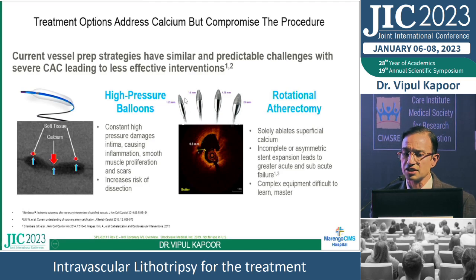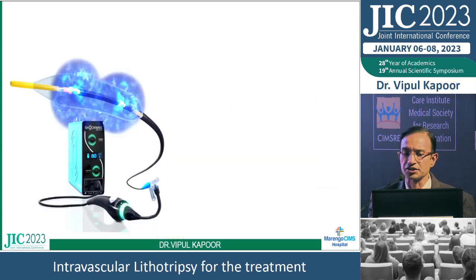Now here you have got different sized burrs. Basically they are just drills which actually drill through the calcium. But again, the problem with rotablation is that you can only drill the superficial calcium. It cannot go deep into the artery. So it has to drill only the superficial part. Plus, it may not lead to a complete stent expansion. And the other thing is, it is a complex equipment which is difficult to master. So you require some experience in it, some expertise in it, and only then can you do rotablation. Otherwise, not every Tom, Dick and Harry can do it. So therefore, there is a limitation to use rotational atherectomy.